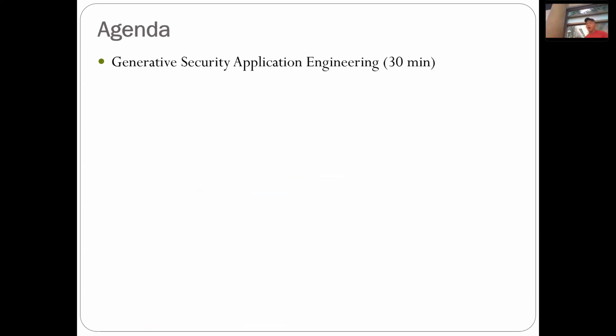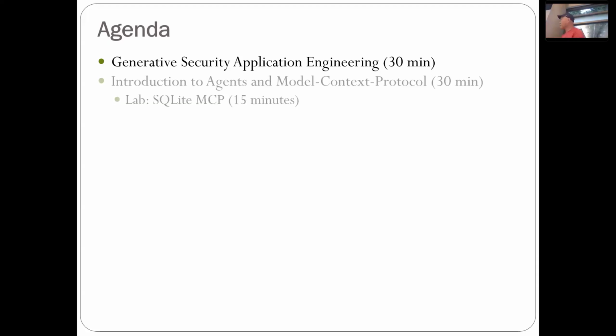This started out as a 2-hour workshop and they gave us 4 hours. So I'm going to take 30 minutes of that extra 2 hours to give you background on why we created this generative security application engineering course, and why I think it's probably one of the most important courses a computer science and security student should take, because this is where everything is moving. I'm going to talk about the design of this class and the principles behind it. And then I'm going to talk about agents.